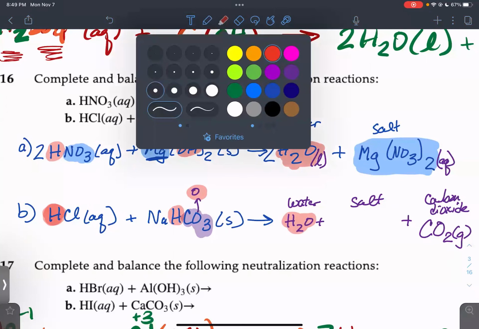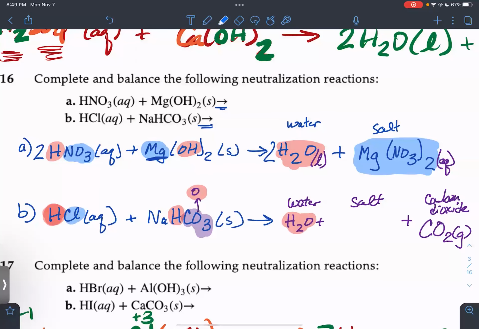Now what's left? Well, what's left is chlorine and sodium. When chlorine and sodium get together, we're going to start out with Na and add Cl. Na is a +1, Cl is a -1, so you get NaCl. So our salt is NaCl. Water is a liquid, and then our salt here is going to be aqueous because it's in water, AQ.